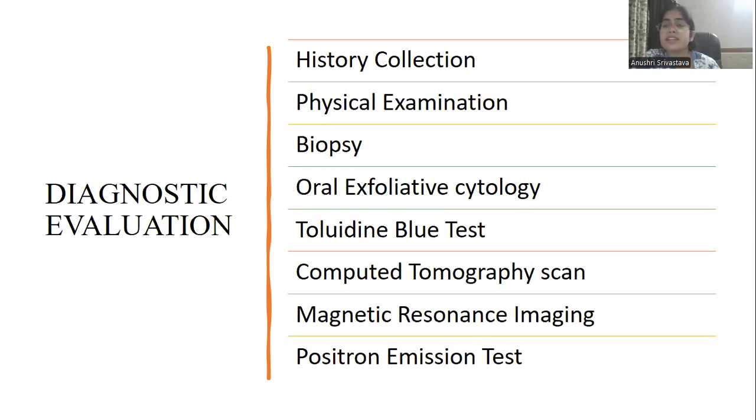Then how are we going to diagnose that this is only oral cancer, not any other cancer or any cause of infection? So firstly, what we will do, we will collect history.